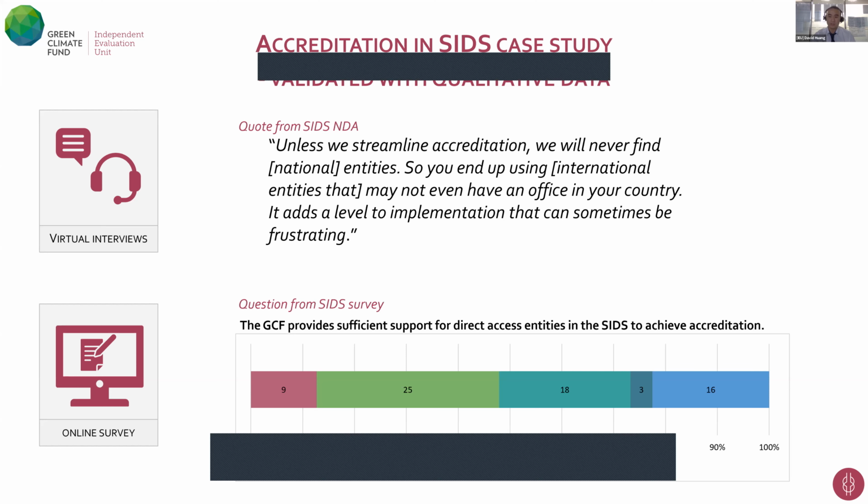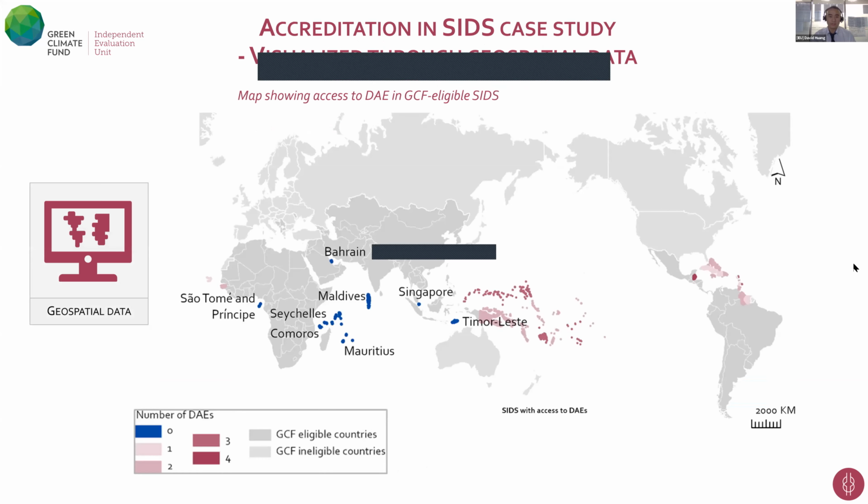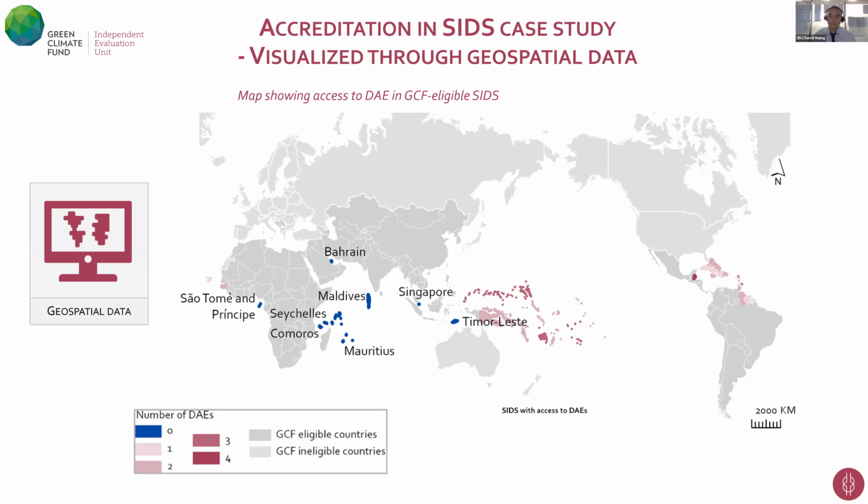And then the next slide will show how our emerging finding was further reinforced by visualizing it geospatially. Now, the countries highlighted blue are the FIDS that have zero access to direct access entities. So this includes both national and regional entities. And you can see here that the concentration of FIDS which are lacking direct access entities are in the 8th region.